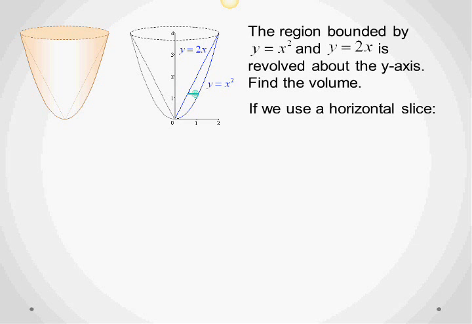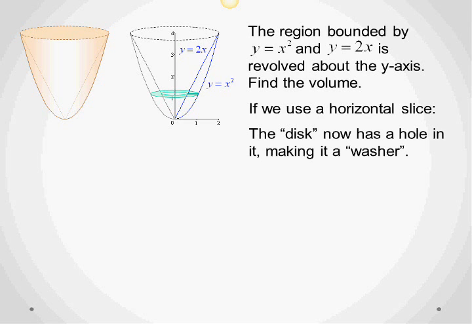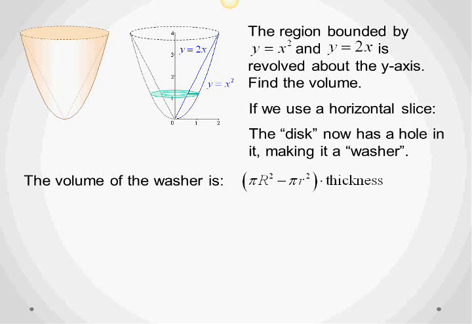So we're going to use horizontal slices again. And now you can see that each of my slices is going to have a hole in it, so it looks like a washer. The disc now has a hole in it, making it a washer, and the volume of that washer would be pi big R squared minus pi r squared times your thickness, which is going to be dy.